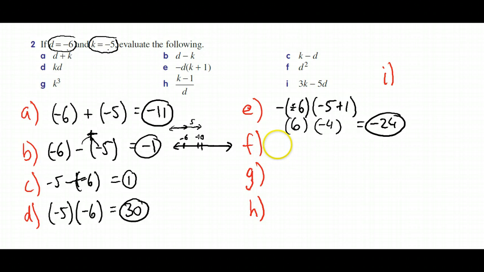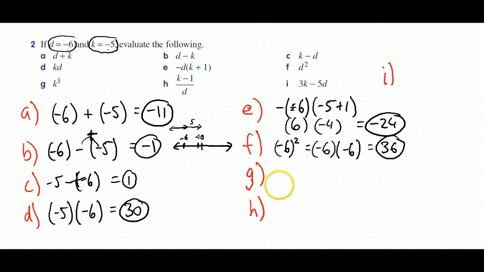F, we've got d squared, and d is negative 6, so we've got negative 6 in brackets, and that's being squared. Negative 6 times negative 6, that's what negative 6 squared means. A negative times a negative is a positive.